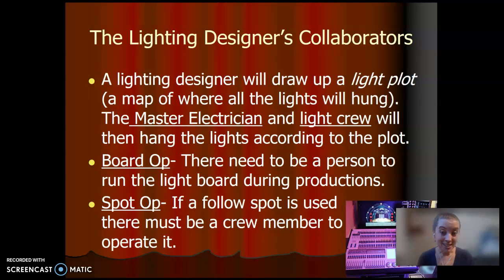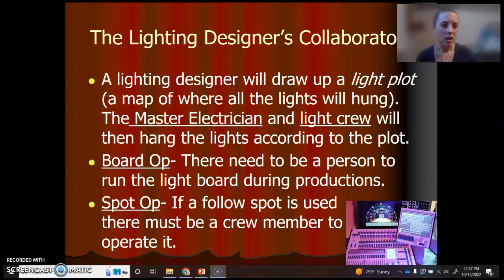The master electrician and the light crew then look at that light plot and they hang all of the lights according to the plot. The light board operator, or board op as we say in the biz, is the person that runs the light board during productions, and you can see a picture of the light board down here. So it's got all these knobs and controls, and there's a touchscreen computer there so that you can control where lights point, what colors they are, and what they're doing, the intensity of them. So that's a light board operator. A spotlight operator, or spot op, is there if a follow spot is used.